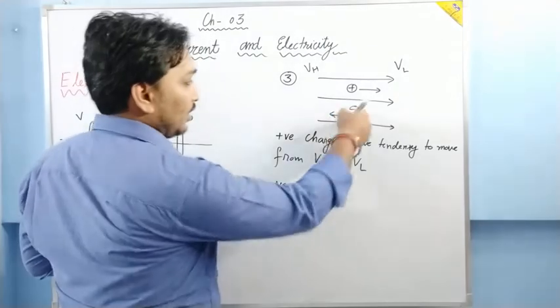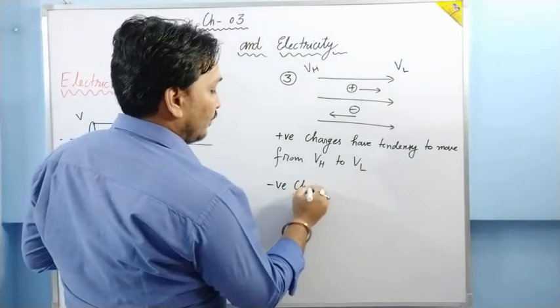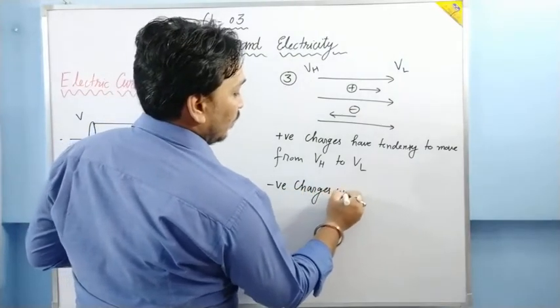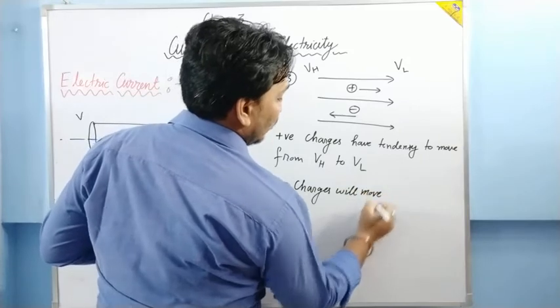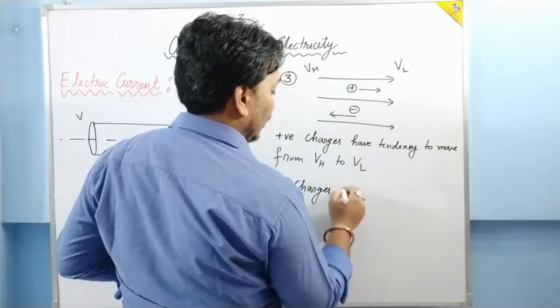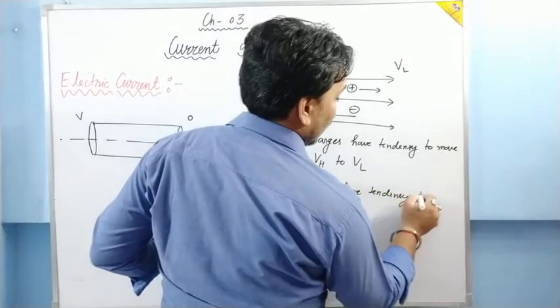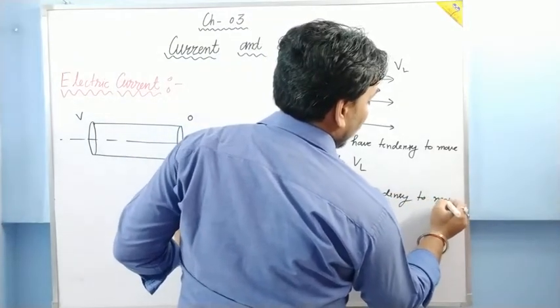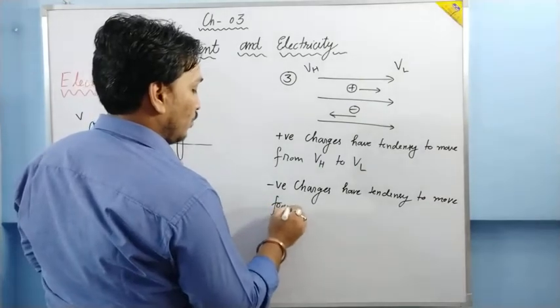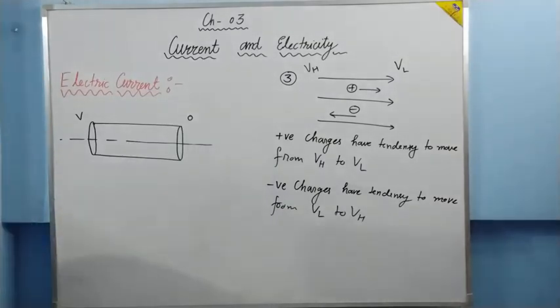Negative charges are moving opposite to the field. Simply, they are moving from lower potential to the higher potential region. So negative charges have a tendency to move from lower potential to higher potential, VL to VH. Okay, lower potential to the higher potential. This is how we see the things.